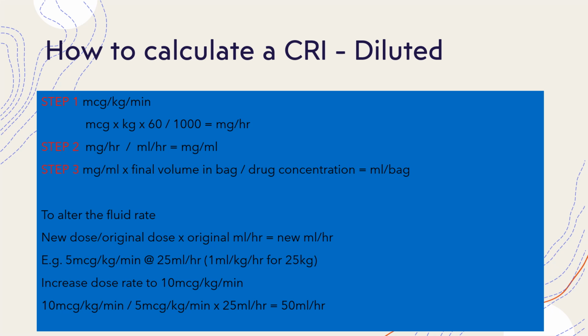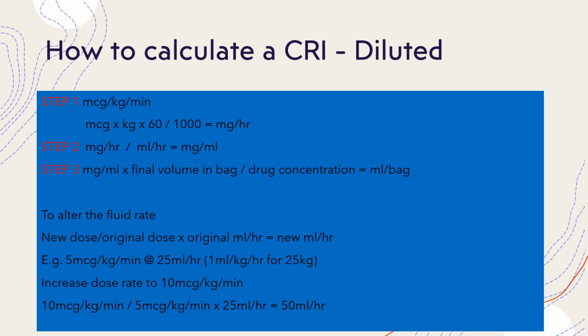So next will be how to calculate a diluted CRI. If you're given your dose in micrograms per kilo per minute, step 1 would be your microgram times your body weight times 60 divided by 1000, which will give you your milligrams per hour. We use 60 because obviously we're converting minutes to hours, and 1000 because we're converting the micrograms to milligrams. Step 2 would be your milligram per hour divided by your mil per hour, which is the fluid rate that the vet would like the CRI on, and that will give you your milligram per mil.